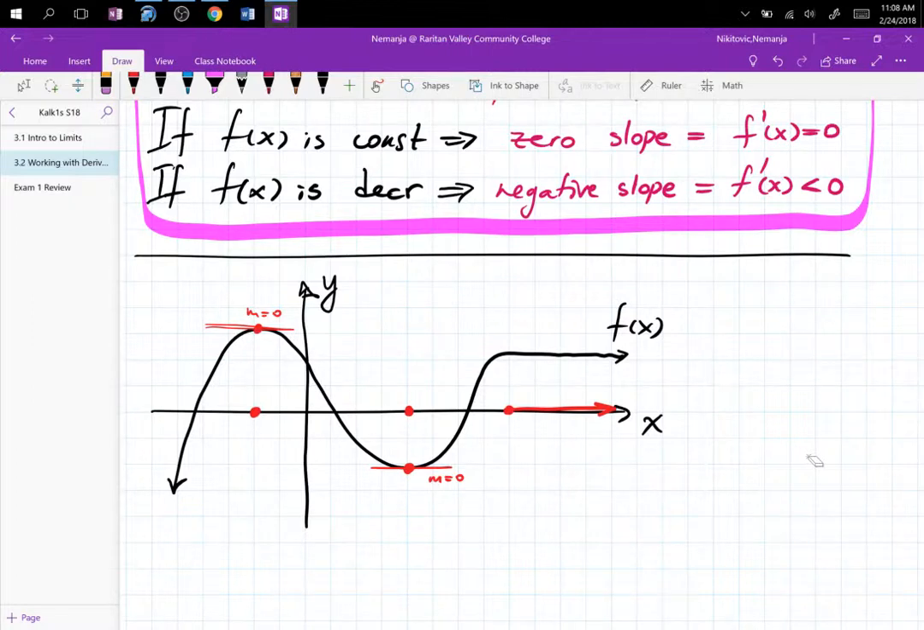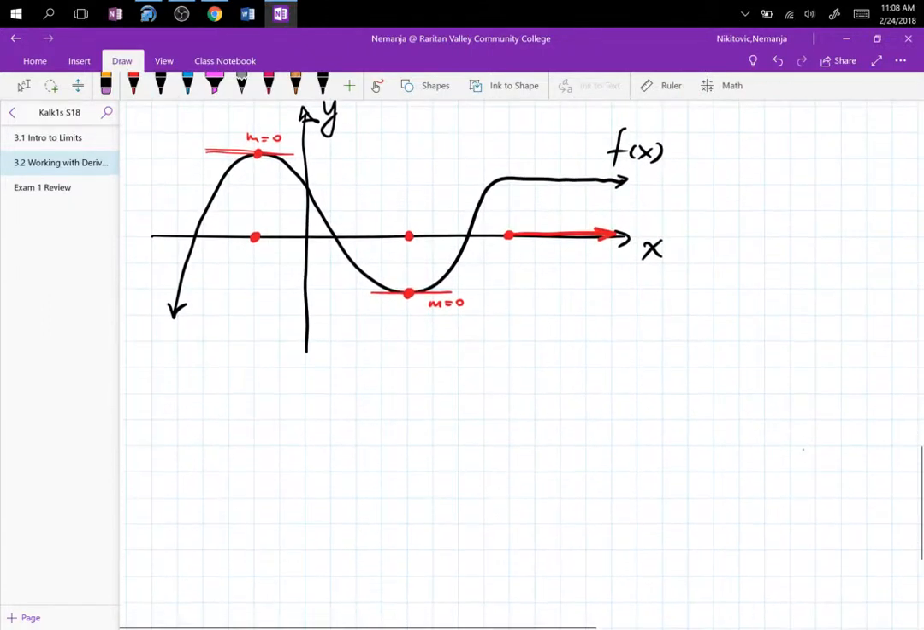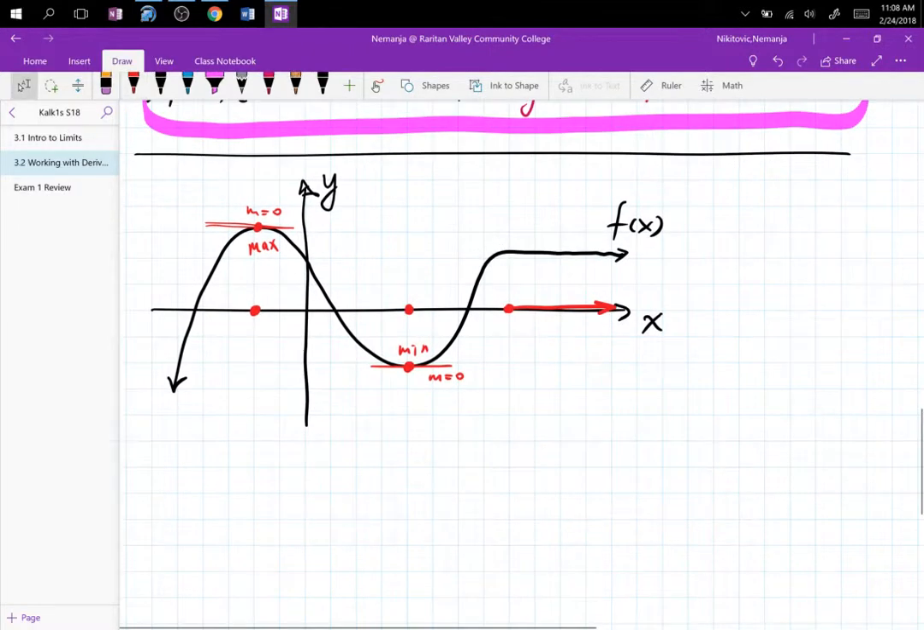The part to the left of the maximum point, this is your max over here, and this is your min. So the part to the left of max is increasing, therefore the derivative needs to be that.